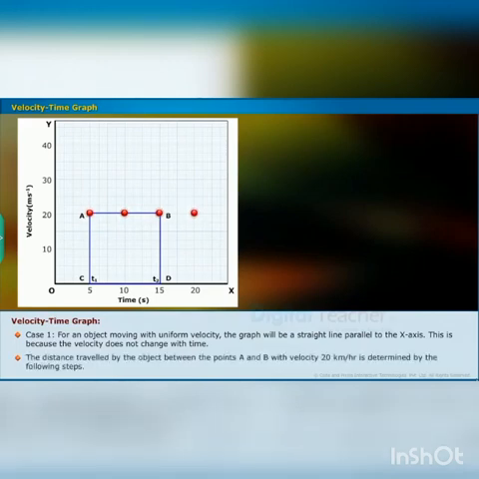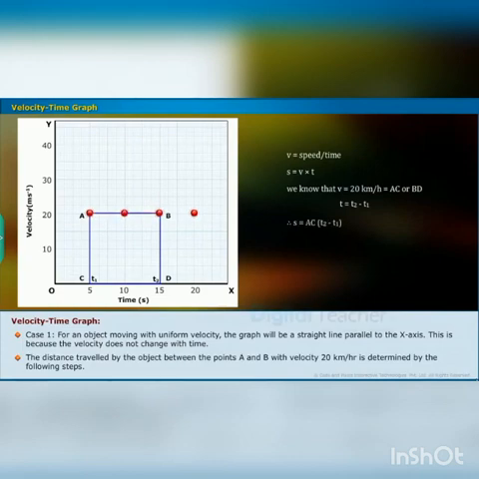The distance travelled by the object between the points A and B with velocity 20 km per hour is determined by the following steps. We know that velocity is the ratio between speed and time. So, speed equals velocity into time. Here, V equals 20 km per hour equals AC or BD. T equals T2 minus T1. Therefore, S equals AC into T2 minus T1, which equals AC into CD. S is equal to the area of the rectangle ABCD.